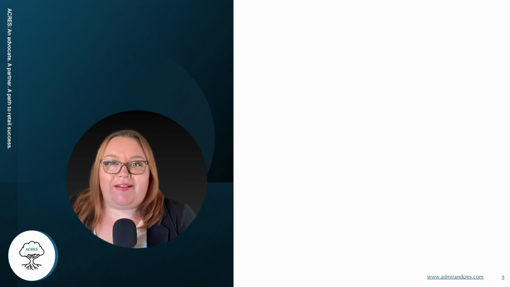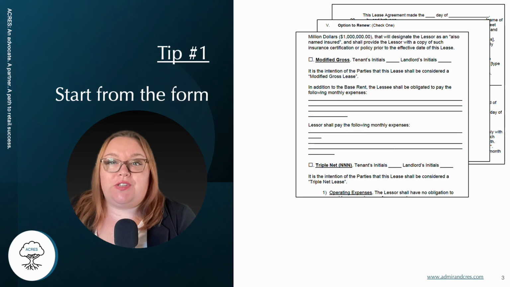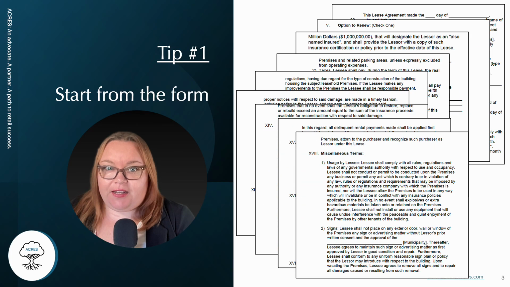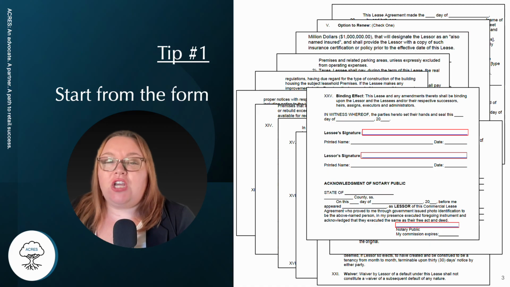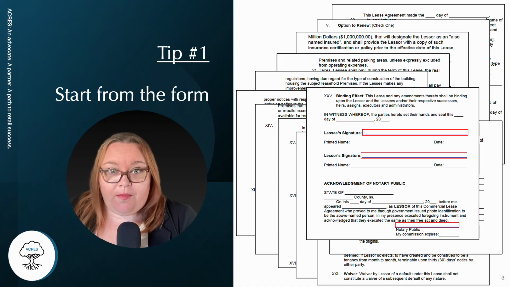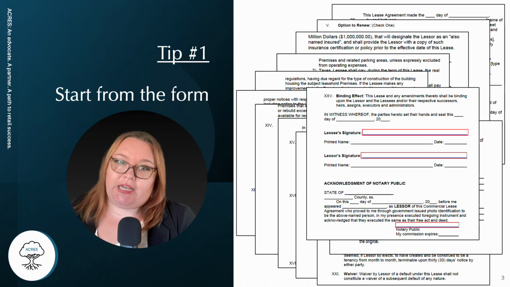So tip number 1 is to start from the form. Whether you're using a generic statutory lease or a custom property specific lease that your attorneys have drafted, you should always start from the form. Do not use a previous lease that you have drafted for a different deal for this deal, because that is how silly mistakes are going to start happening. If you start from the form and you track changes, it makes for a much cleaner negotiation.